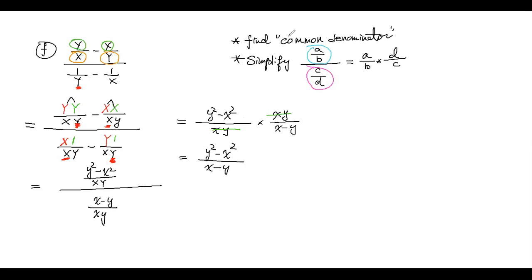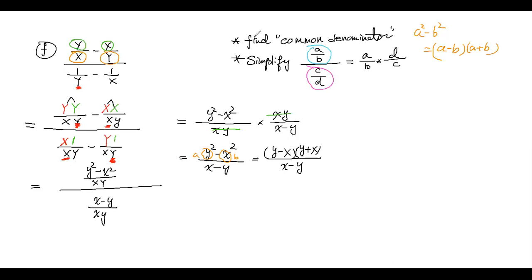Remember the formula I showed you? I said you need to remember this formula: a squared minus b squared is a minus b times a plus b. Now I have y squared minus x squared, so this is my a, this is my b. This one I can simplify to a minus b, so it's y minus x times y plus x. And this is x minus y.